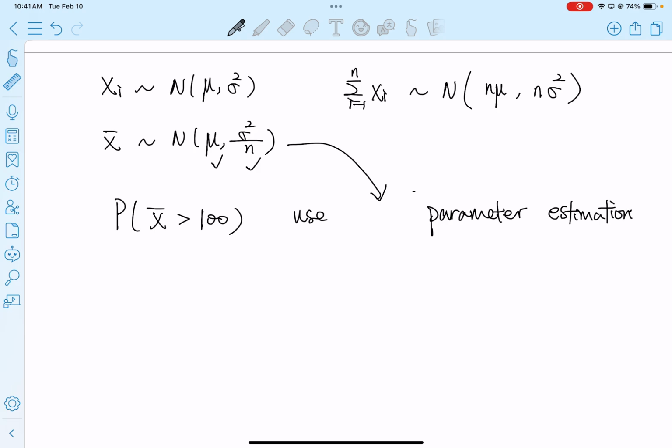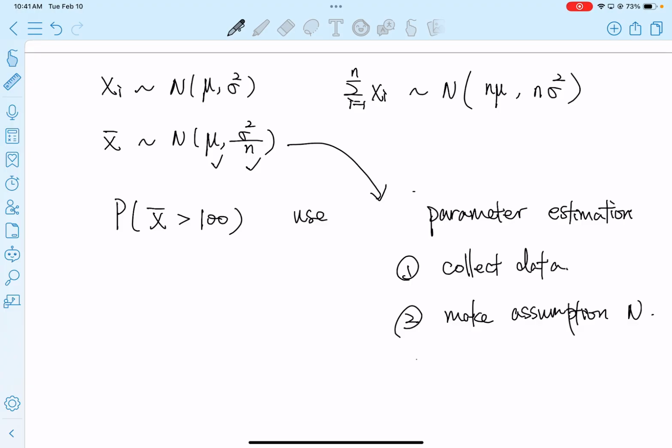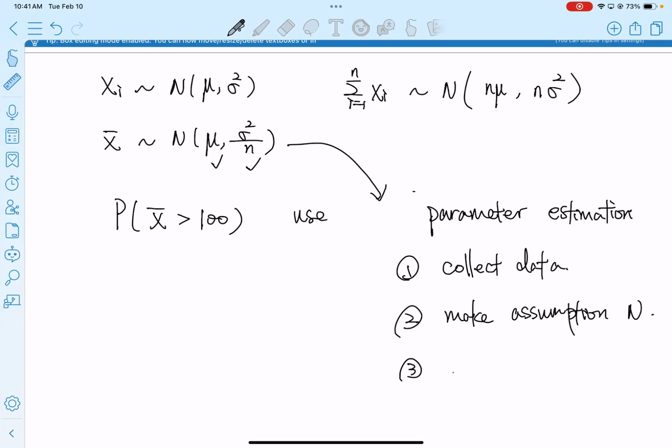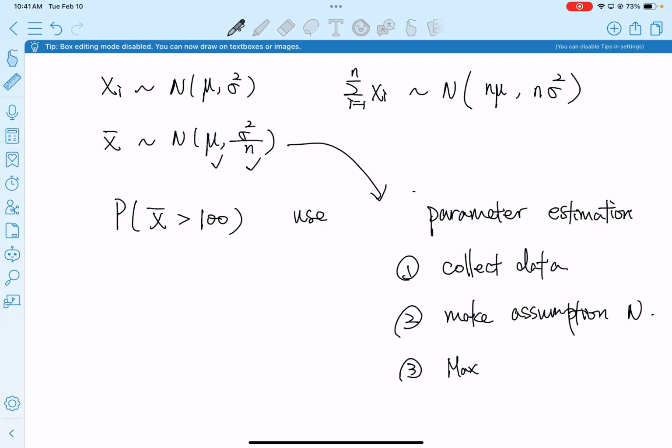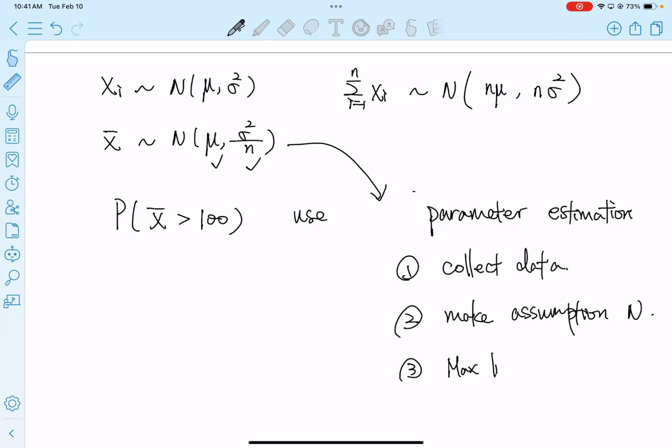So the idea here is that the first step is to collect data. Second, make assumption of their distribution. So for example, you can assume that it's normal. Then you will need to perform something called maximum... So we are not there yet, but I'm just writing down some keywords related to your question. So you will need to do something called maximum likelihood estimation to get your parameter for the model that you assume.